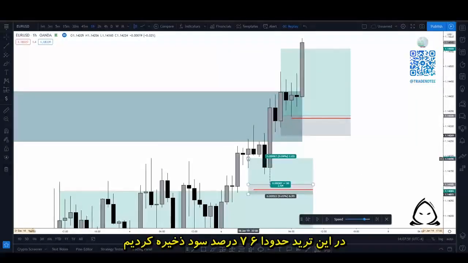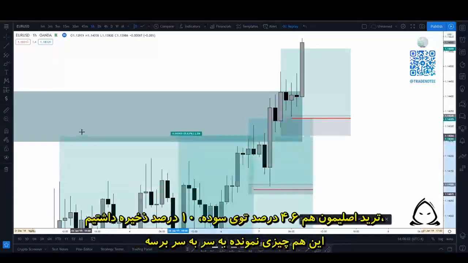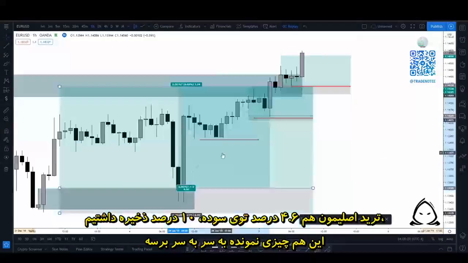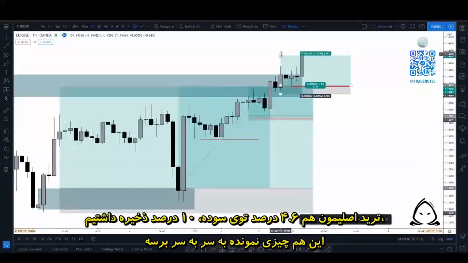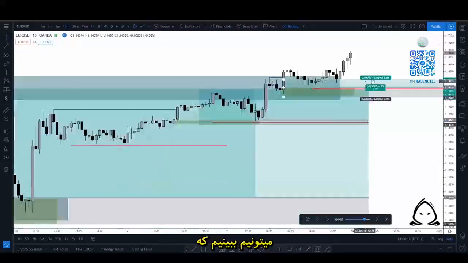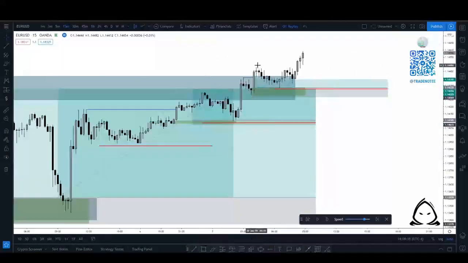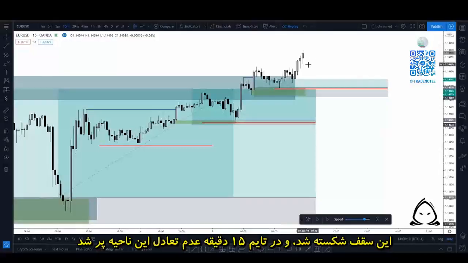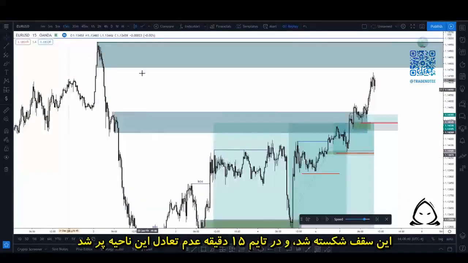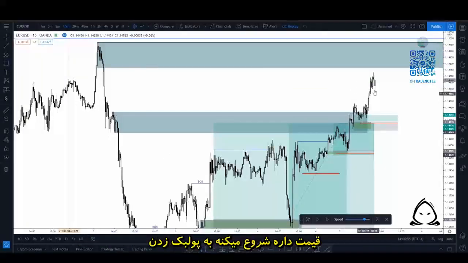So we now have this trade locked in at 6.67%. We have our main trade running at 4.6%. So we have about 10% locked in, and then this trade is just under break even. And what we can do is we can see that we broke the high, broken structure. You can see that from a 15-minute, we've filled in the inefficiency that we would have seen in this area. We're starting to pull back.